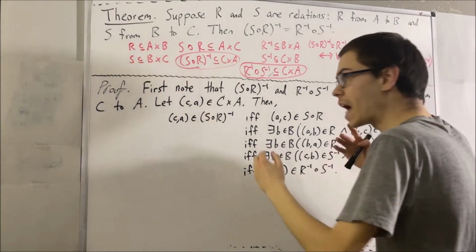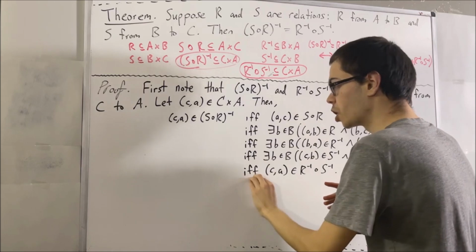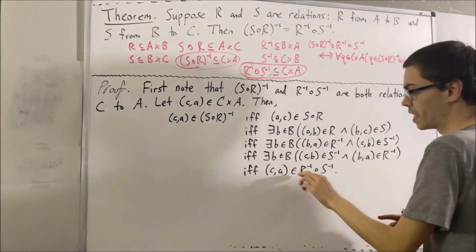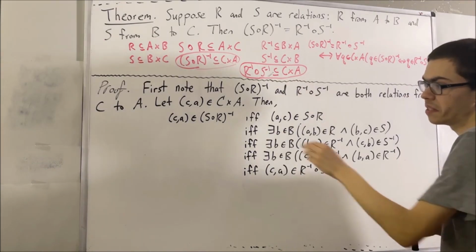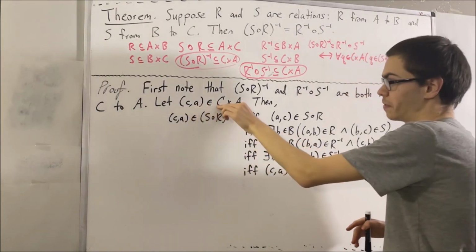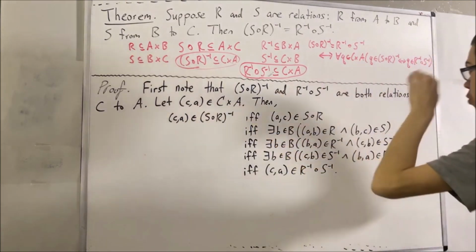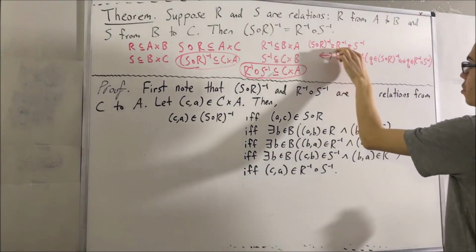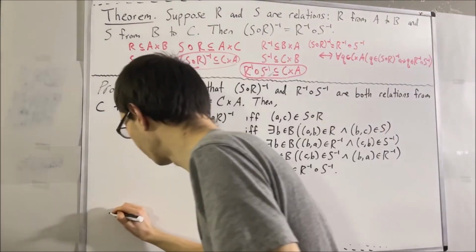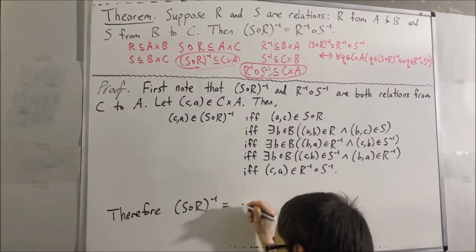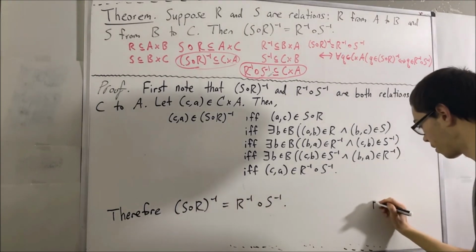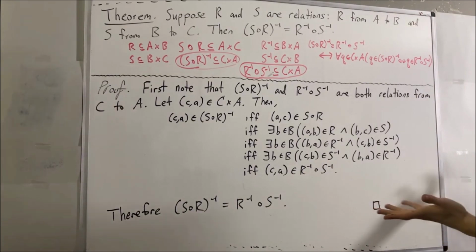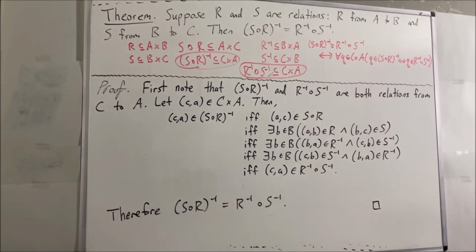So now we have a chain of if and only ifs showing that C comma A is an element of this set if and only if C comma A is an element of this set. But since C comma A was an arbitrary element of C times A, that means we have proven precisely this statement, which amounts to proving that our two sets are equal. And so this completes the proof. And so yeah, that's pretty much the idea of how you could prove a statement like this. So that's pretty much it for this video.